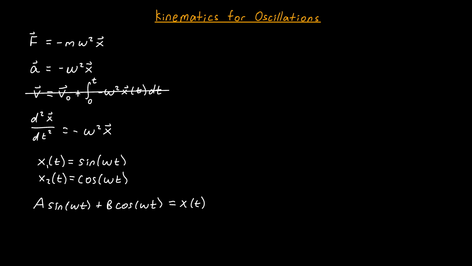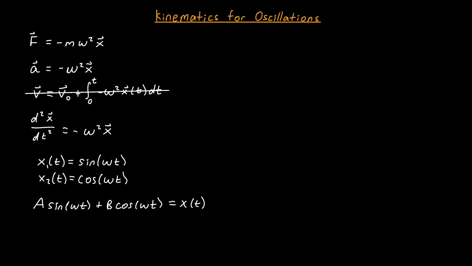Now you might wonder, are there more solutions? Sure, we've guessed two of them, but what if there's a third that we haven't come up with? And luckily, there's a mathematical theorem that says if our equation of motion only involves two derivatives of x, then there are only two independent solutions to that equation. So once we found the sine and the cosine, we can consider ourselves done.